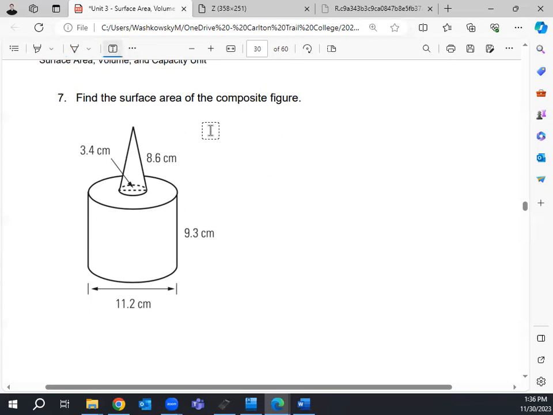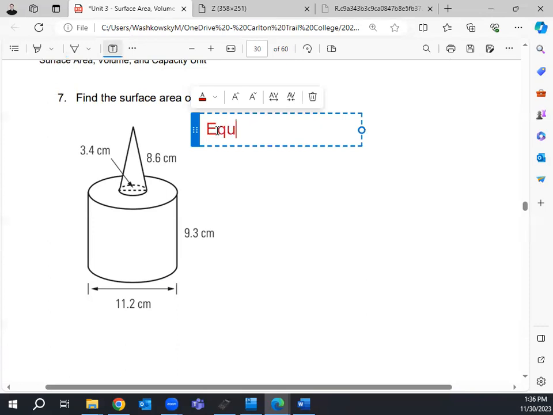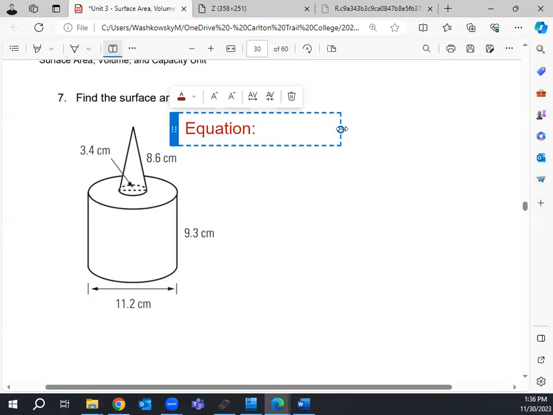So let's quickly make my equation for this. Always make an equation at the start. I promise you it's going to come in handy. How do I, in plain English, find the surface area of this? Cone plus cylinder. So cone plus cylinder.